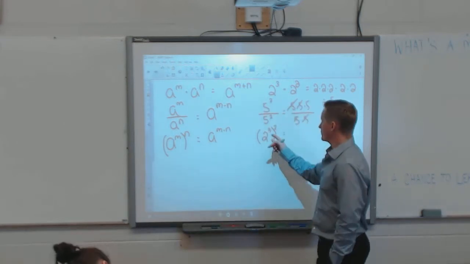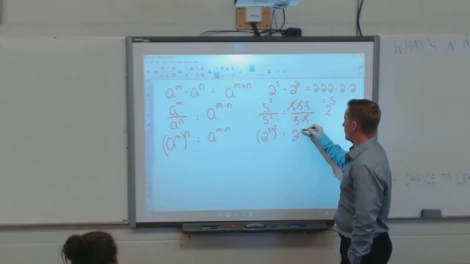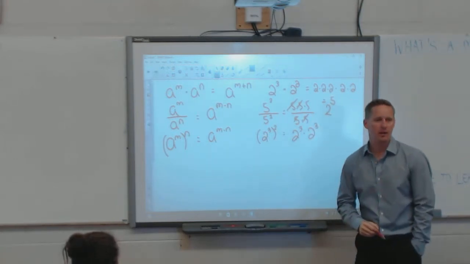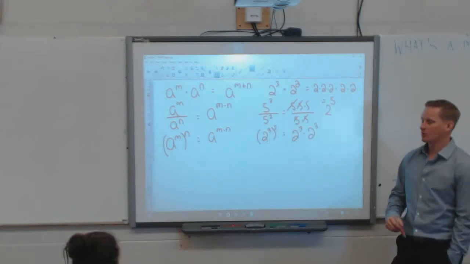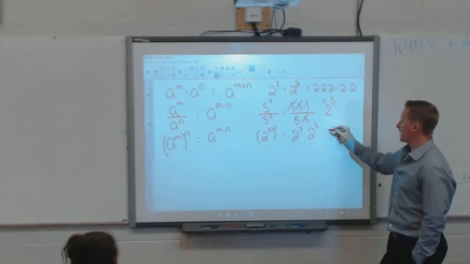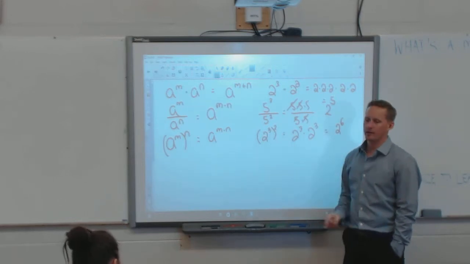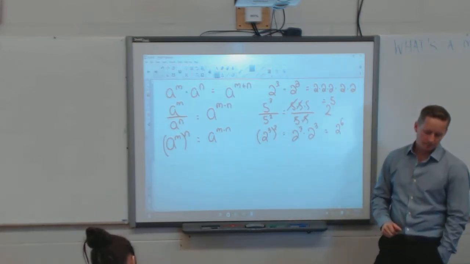Okay, so what does 2 cubed squared mean? 2 times 2 times 2. And then... No. Casey, no. 2 cubed times 2 cubed, right? That's what it means. So then using the first rule, I add the exponents, what do I get? 2 to the power of 6. To the power of 6, or I could have multiplied those together. Okay, so again, important to remember that.